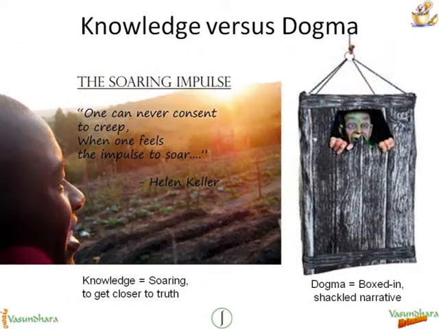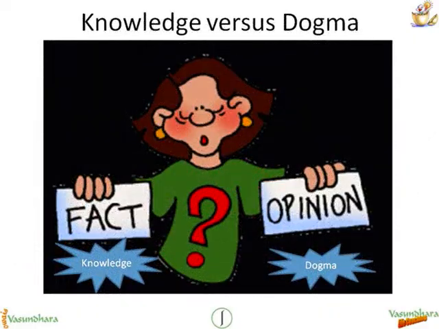Knowledge is soaring to get closer to truth. Dogma is a boxed-in, shackled narrative. Knowledge is basically a fact based on facts. Dogma is basically an opinion based on opinions.